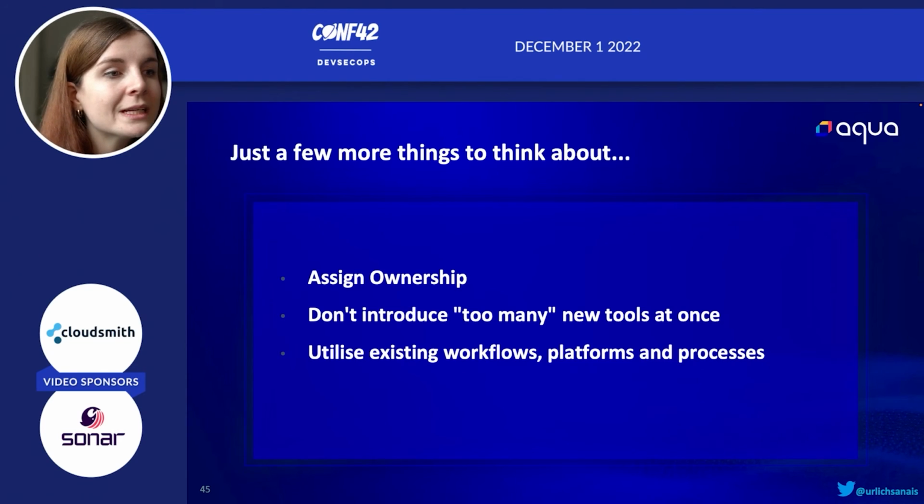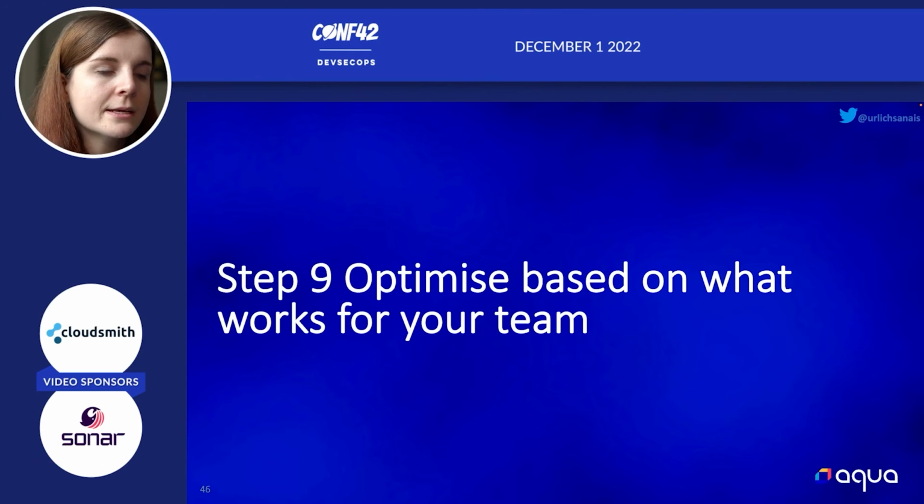The next thing is utilize existing workflows, platforms, and processes. Utilize them as much as possible because it makes it easier for people to actually look at the security reports in that case. Step 9 is optimize based on what works for your team.